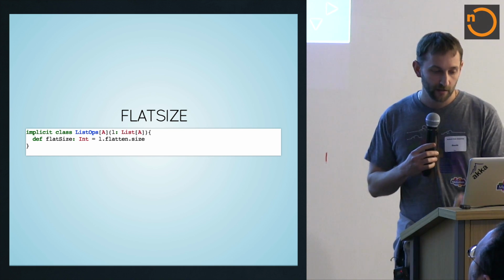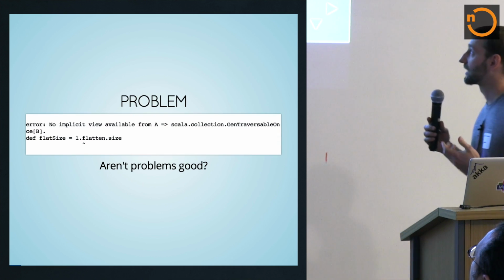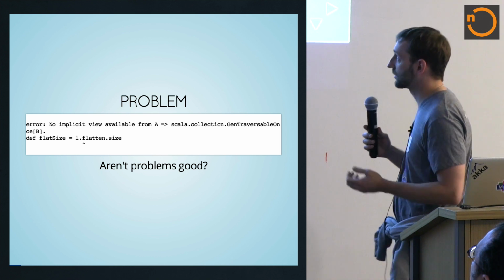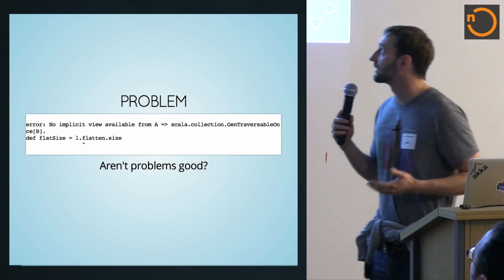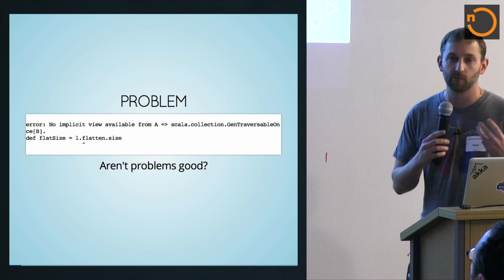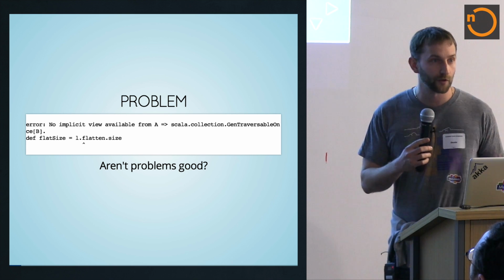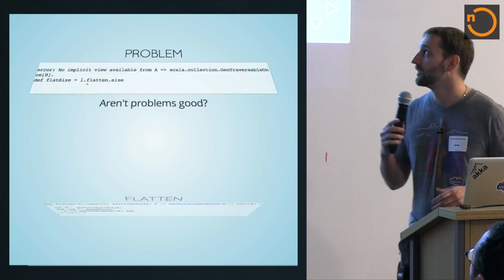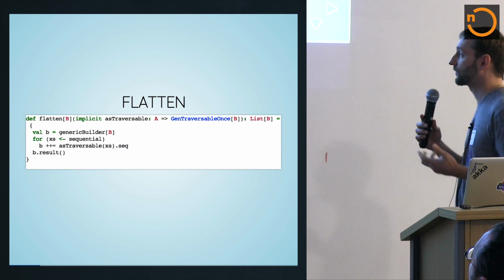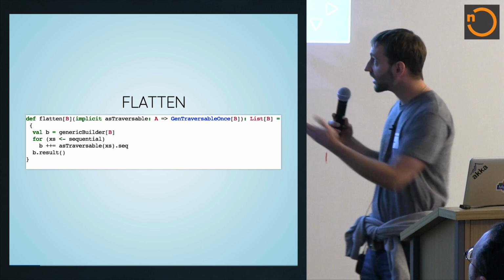Well, if I try to compile, the first thing I'm going to see is an error. It's saying there's no implicit, nothing that tells the compiler that this type A that was in the list is itself a traversable. In other words, it can be flattened. And we can see this comes directly from the flatten method on list.